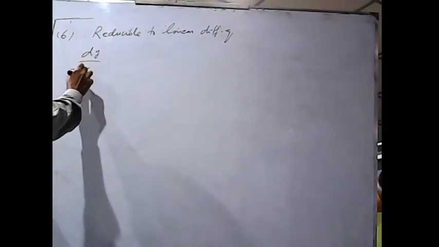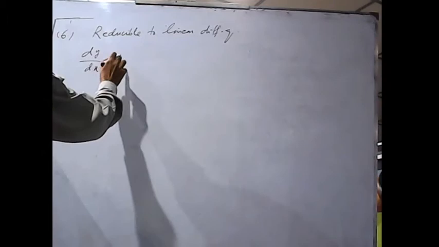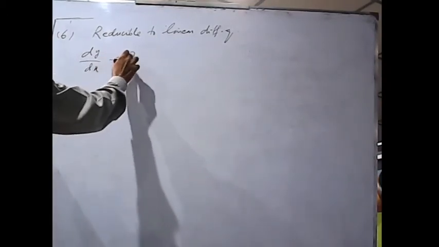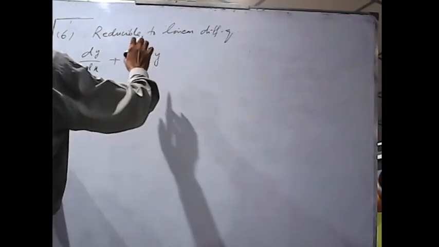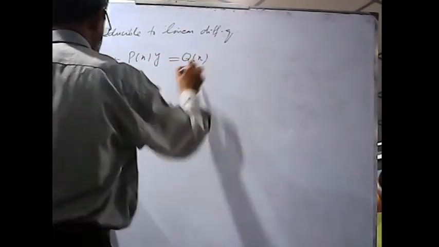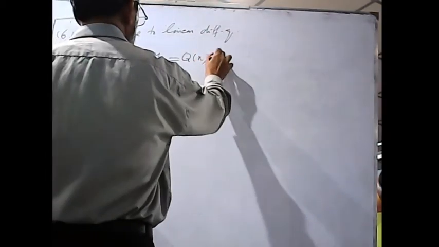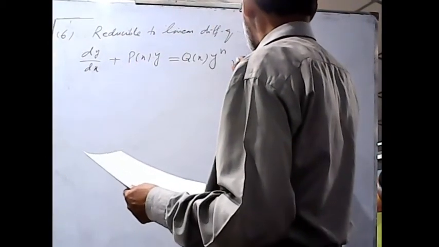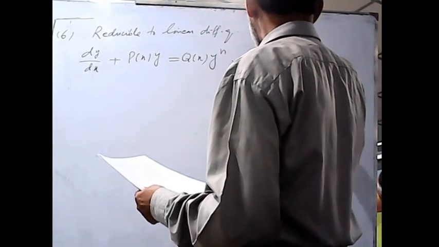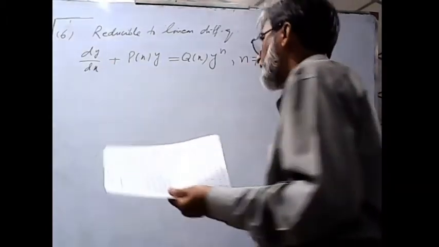So these are the total 6 forms, from separable variable to reducible to linear. Now the general form of reducible to linear: dy by dx plus p of x times y equals q of x times y power n, where n is not equal to 0 and n is not equal to 1.